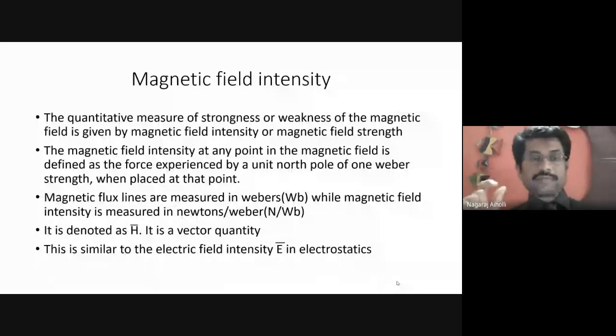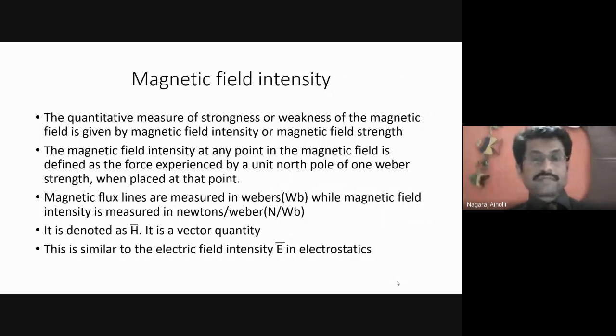How do you measure magnetic field intensity, or how do you define it? Magnetic field intensity is defined as the force experienced by a unit north pole of magnitude 1 Weber placed at that point. When the unit north pole of magnitude 1 Weber is placed at the particular point, how much is the force experienced by that unit north pole? That gives nothing but the magnetic field intensity.